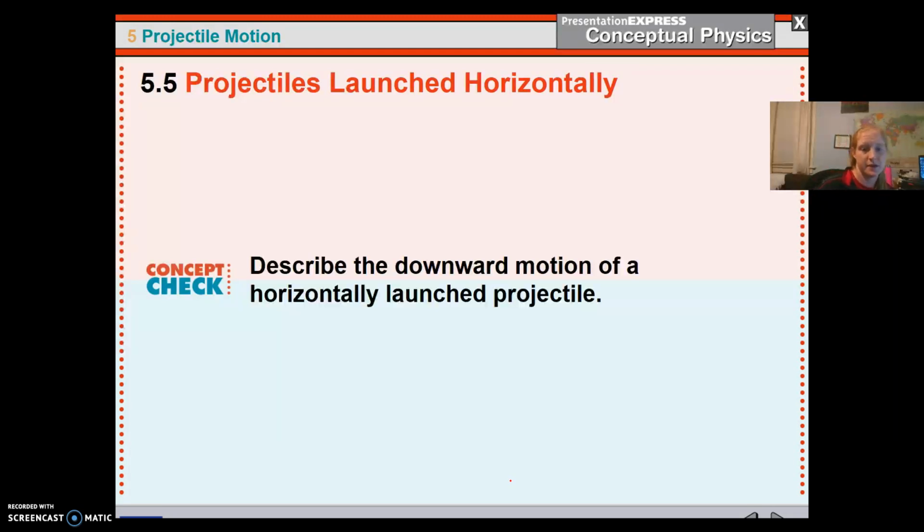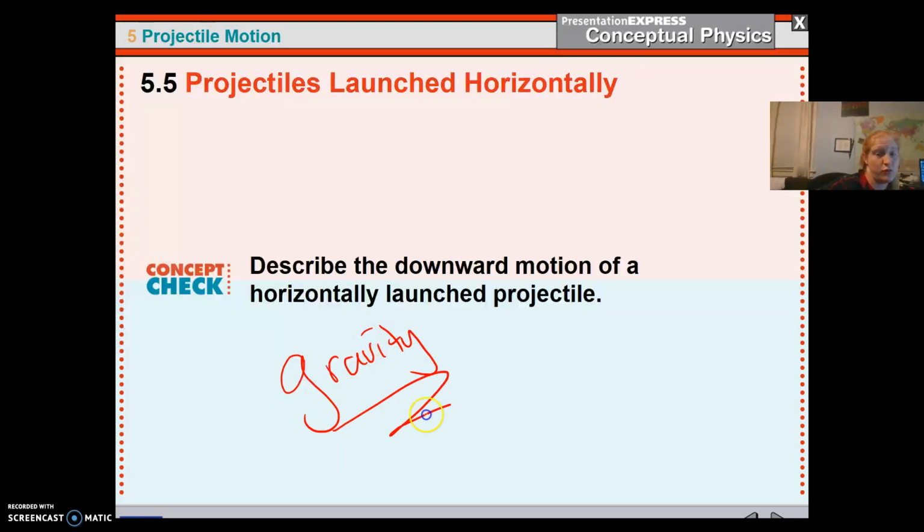Okay. So describe the downward motion of a horizontally launched projectile. Gravity is the only thing acting on it, so its downward motion will be parabolic, but gravity will pull it to the ground at the exact same speed, just in a different location on the planet.